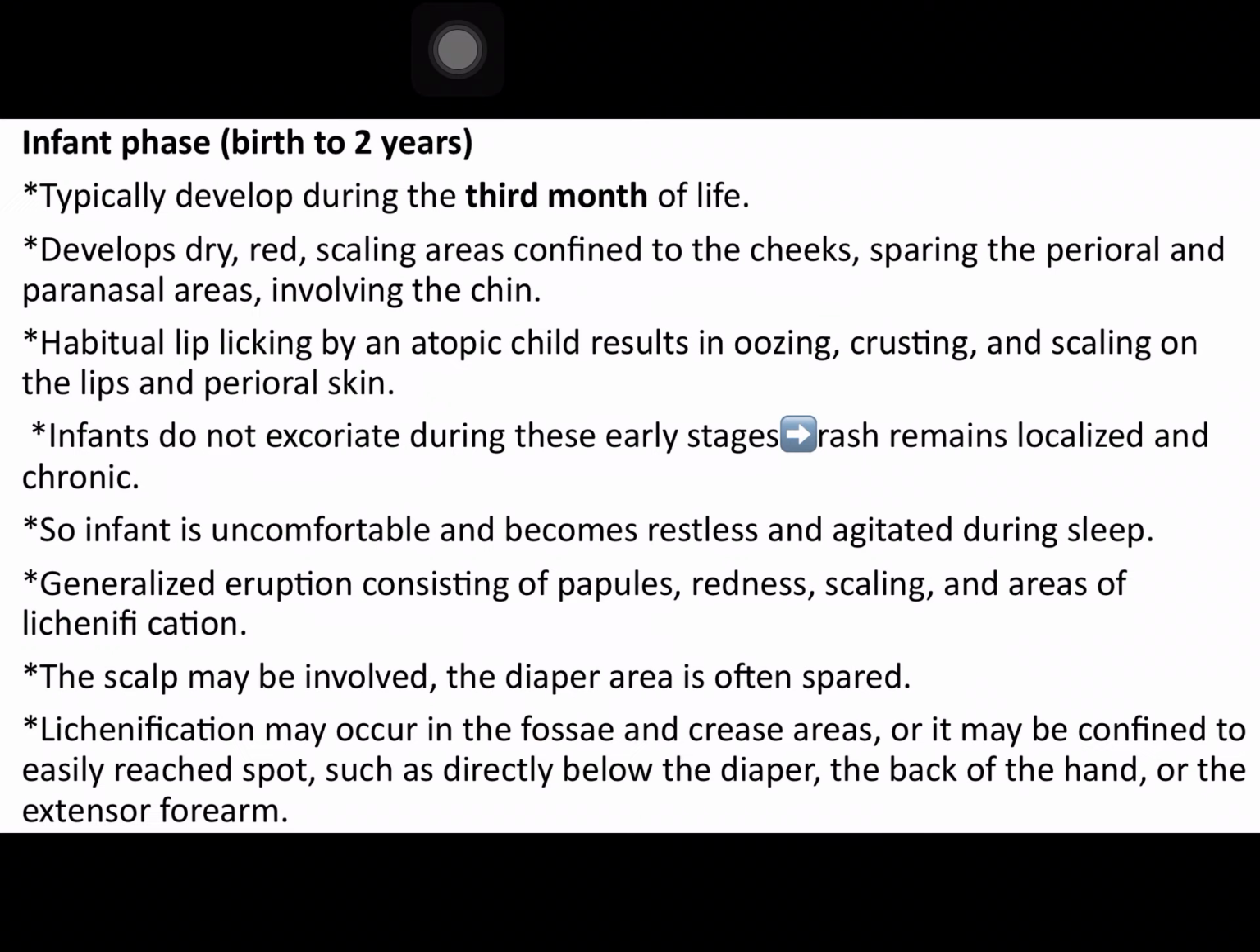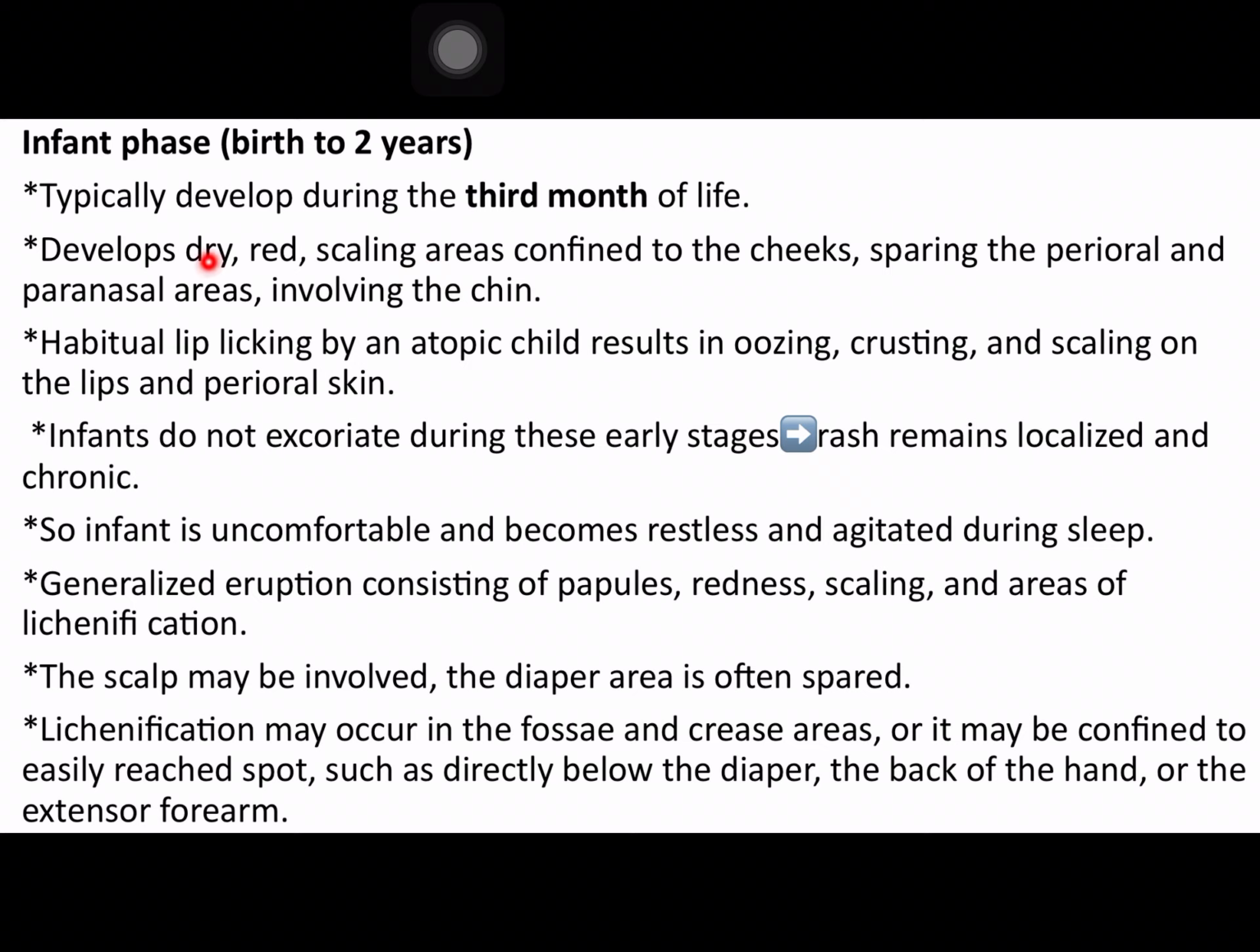It is divided into three phases: infantile phase, childhood phase, and adult phase. The infantile phase starts from birth to 2 years, mainly developing in the third month of life. The most important point to keep in mind regarding the pattern in infants is facial and extensor. There may be other patterns, but in general the pattern is facial and extensor.